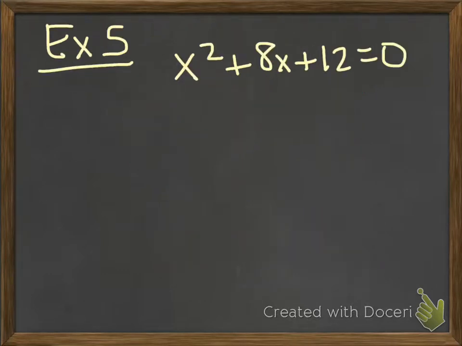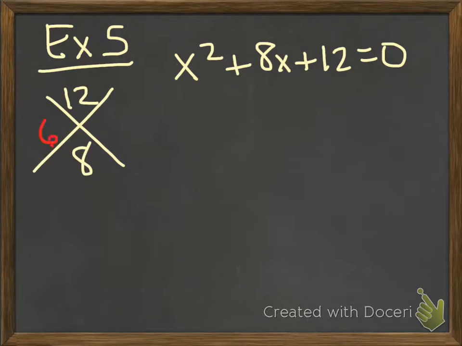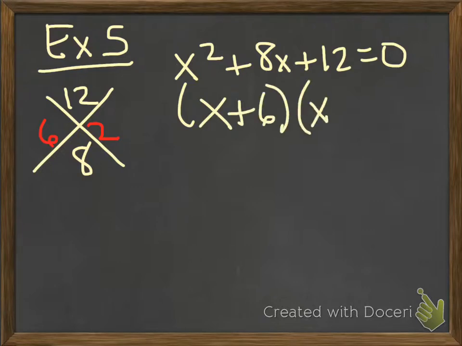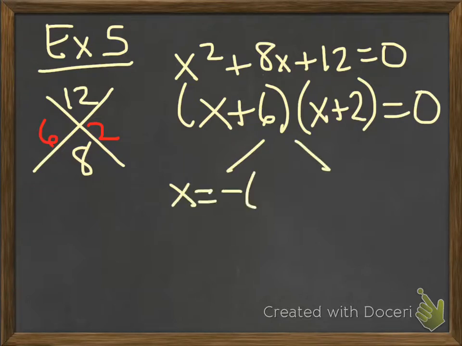Okay, example 5, of course the first thing you're going to check is to see if it's factorable. So you see if there's a greatest common factor. There isn't. It's not 2 terms, so it's 3 terms, so it's a diamond. 12 on the top, 8 on the bottom. Well, that works because there are 2 numbers that multiply to 12 and add up to 8. That's 6 and 2. So I have x plus 6 times x plus 2 equals 0. So the 2 answers that work are x equals negative 6 and x equals negative 2. Now you could also do that by completing the square, which takes a little bit longer.